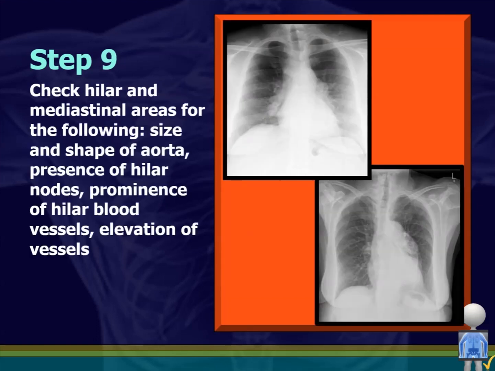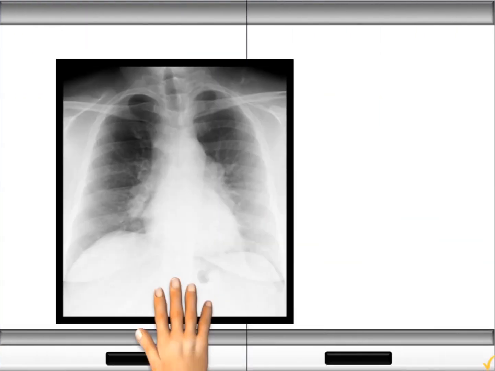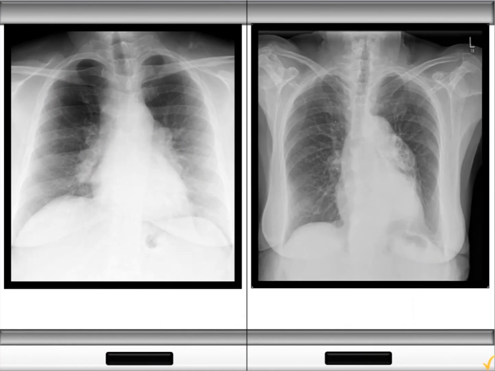Step 9, I want you to look at the hilar and mediastinal areas for a few different things. Size and shape of the aorta is extremely important. Presence of hilar pathology, hilar lymphadenopathy, etc., prominence of hilar vessels, and we'll talk about that. So let's look at a light box again. Just look at a few films a little carefully here, and some of the things you might look at. We're going to look at the center of the chest. So now we're focusing at the center of the chest. Okay, the hilum is this area and this area. This is hilar lymphadenopathy. So here we have hilar lymphadenopathy.